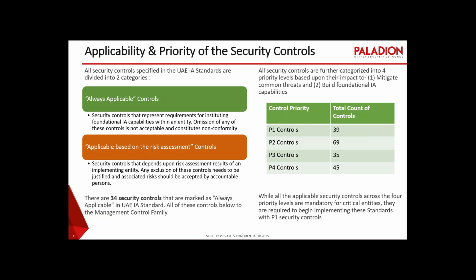While all applicable security controls across the 4 priority levels are mandatory for critical entities, they are required to begin the implementation with the P1 controls. So every entity has to target P1 controls first, and then probably move on with P2 and P3 and P4. But the main focus should be to start with P1 controls. So that NESA has already prescribed. And secondly, there is no way you can say no to the 34 security controls which are marked as always applicable. So that has to be implemented by all entities.